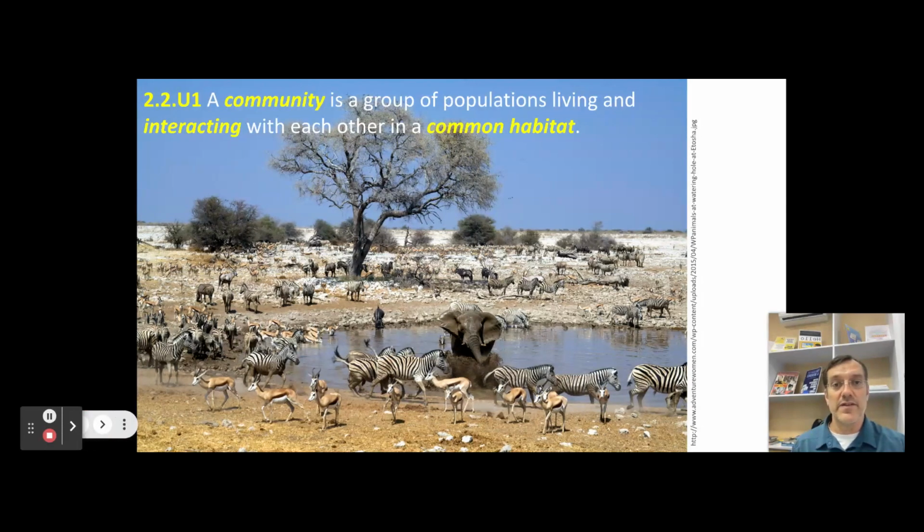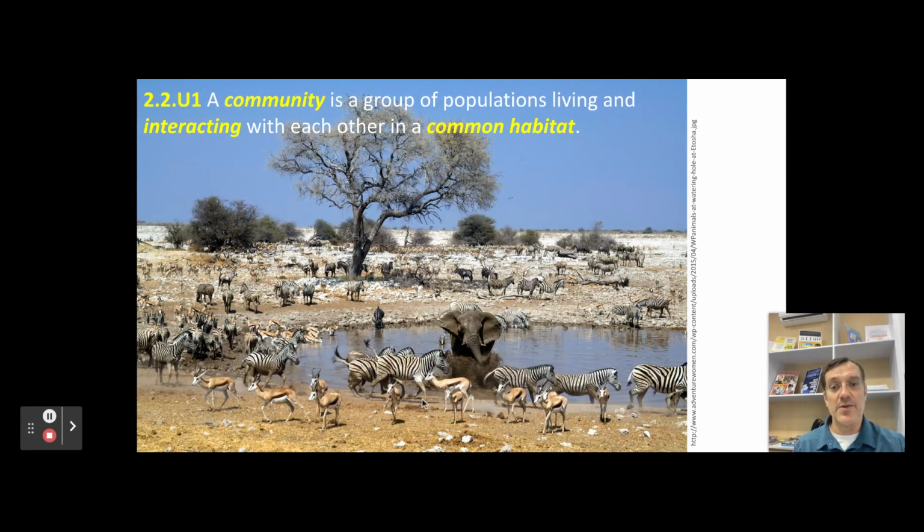Before we get too far into this, we need to start off with a couple of quick definitions. In our previous topic 2.1, we defined species and populations. Species, of course, refers to an individual organism. A population is a group of those organisms of the same species. A community is a group of populations.